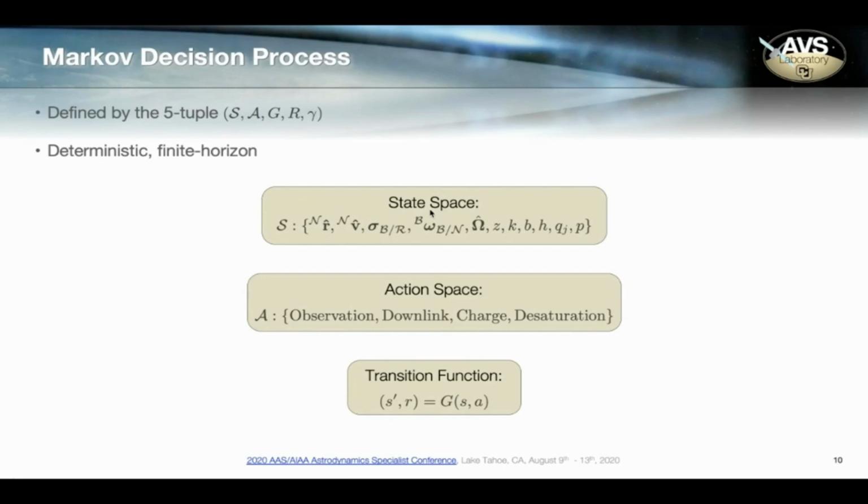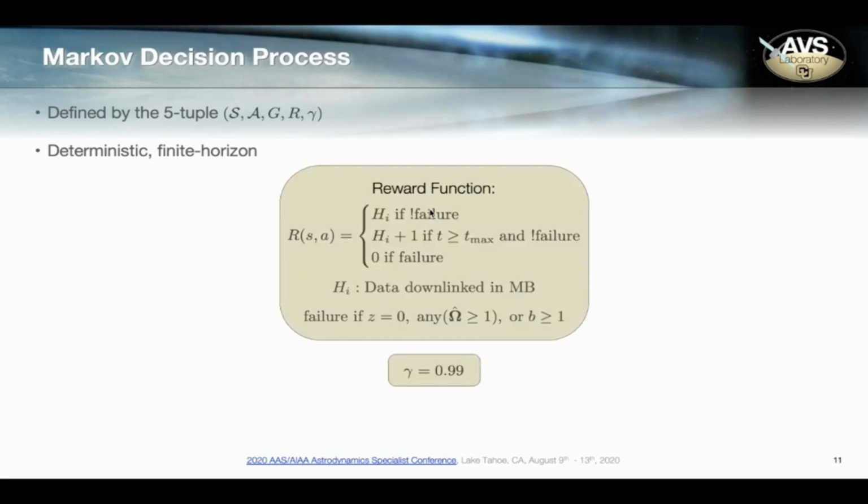The action space includes observation, downlink, charge, and desaturation modes. For observation, the spacecraft simply points the instrument down at the Earth and collects data. For downlink, the spacecraft downlinks the data through an omnidirectional antenna to whichever ground station is closest and within view. For the charging mode, the spacecraft points its solar panels at the sun. And for desaturation, the attitude control thrusters are used to dump the momentum within the reaction wheels.